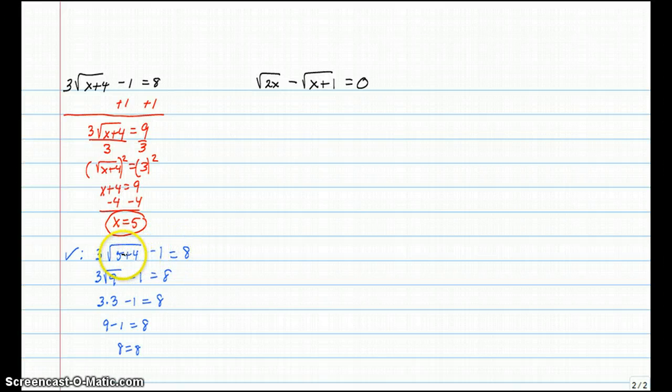The radical symbol comes first in order of operations. 5 plus 4 is 9. So you have 3 times the square root of 9 minus 1 equaling 8. In order of operations, radicals come before multiplication or subtraction. So the square root of 9 is 3. 3 times 3 minus 1. Again, order of operations, 3 times 3 is before subtraction. So 9 minus 1 does equal 8. 8 is equal to 8. So x equals 5 is correct.